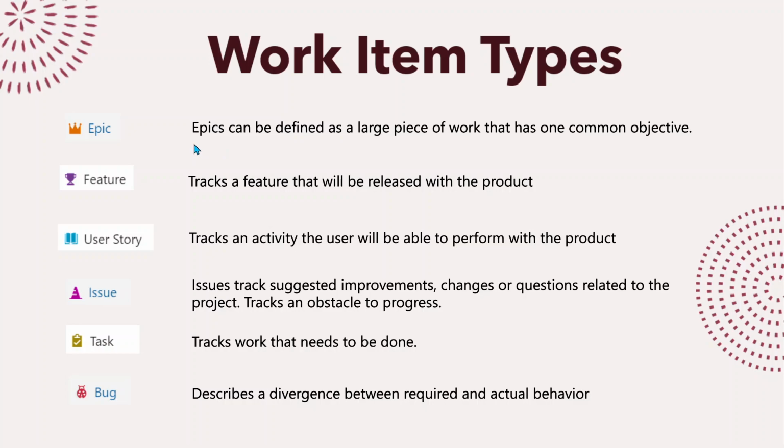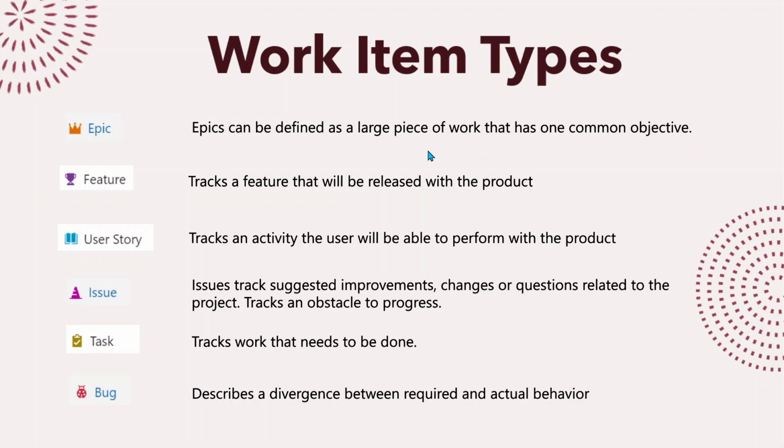The definition is almost similar for each and every work item type, but sometimes it might vary depending upon the process that you are working on. But let's see what these are. All these definitions are generic, and I hope this should be enough for you to understand what these work item types deal with. So, Epic. What is an Epic? Epics can be defined as a large piece of work that has one common objective.